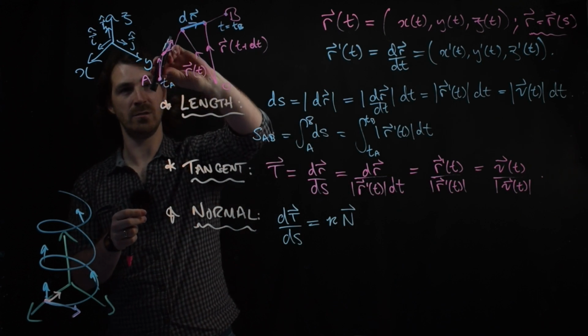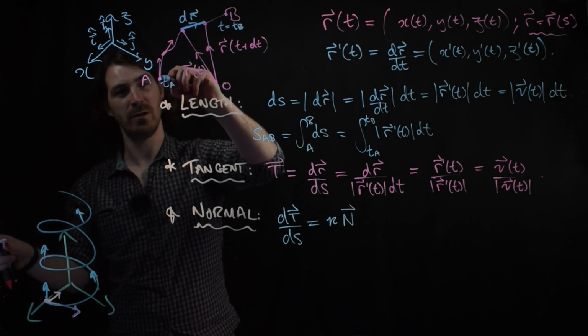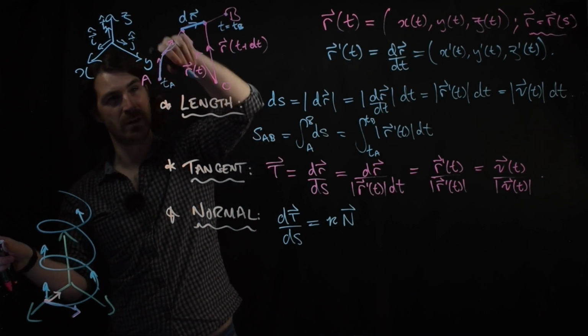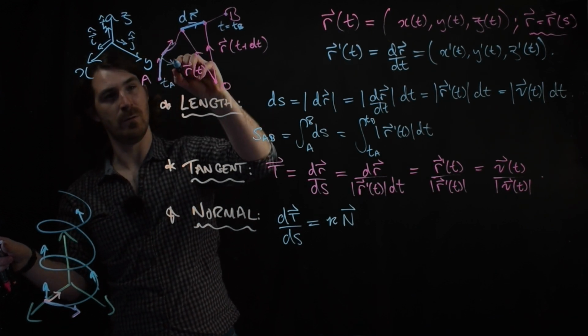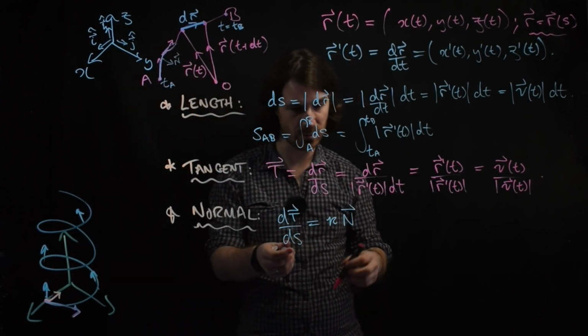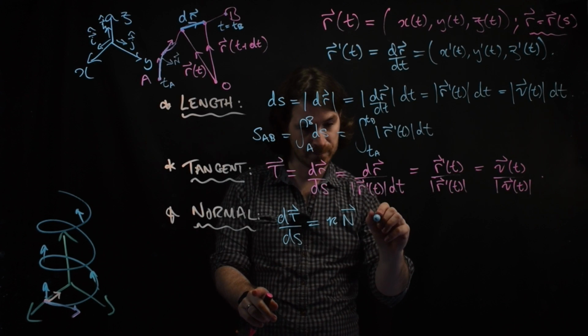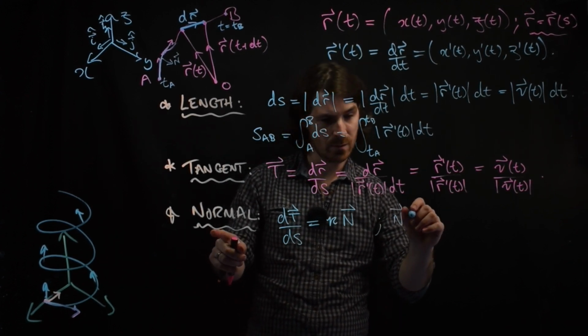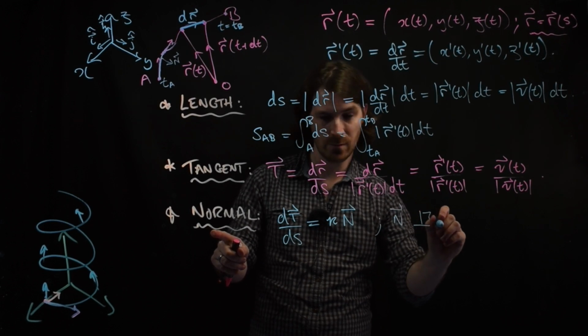So the normal vector points towards the center of curvature. As this tangent curves around this part of the curve, around here, then there's a center of curvature here. So the normal vector will be perpendicular to the tangent and point towards the center of curvature. So here n is the normal vector, and it's perpendicular to t.